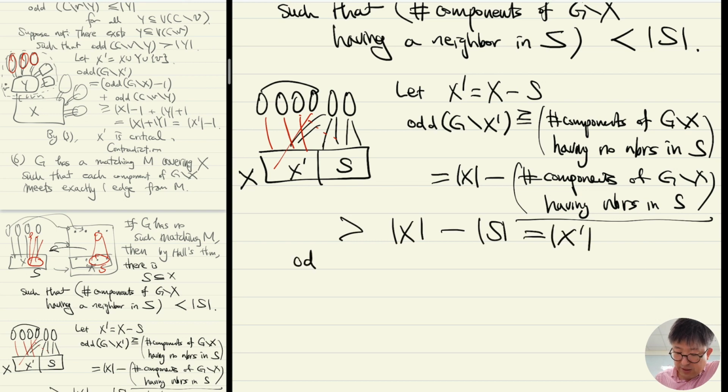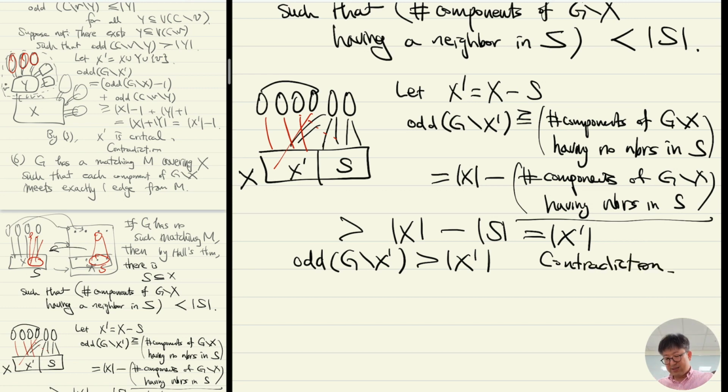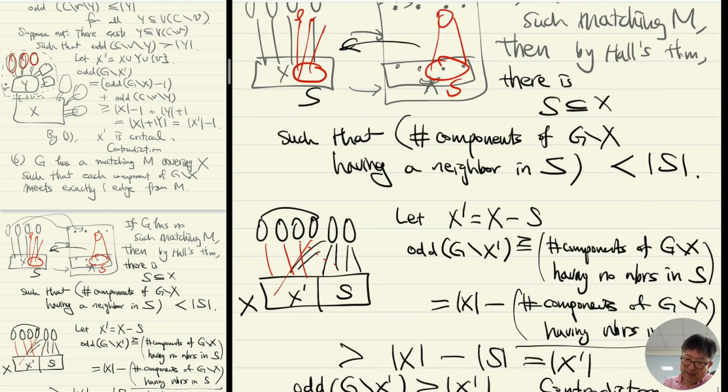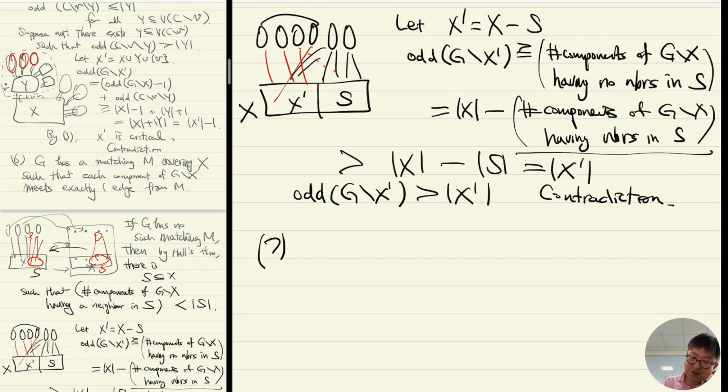So wait, the number of odd components in G delete X prime is bigger than X prime? So that's a contradiction. It's not a contradiction to the maximality. It is a contradiction because we were given a graph G where for any set, when you delete it, the number of odd components is at most the size of the set you deleted. All right. So that's it. That allows you to combine all these things and say that G has a perfect matching.